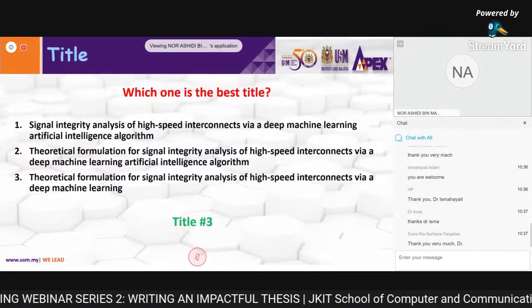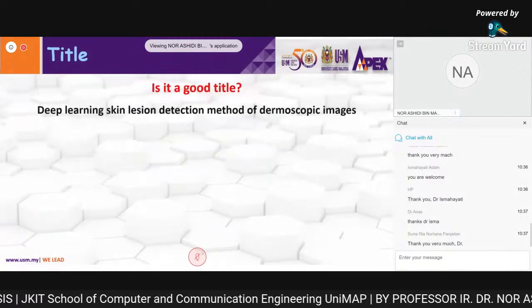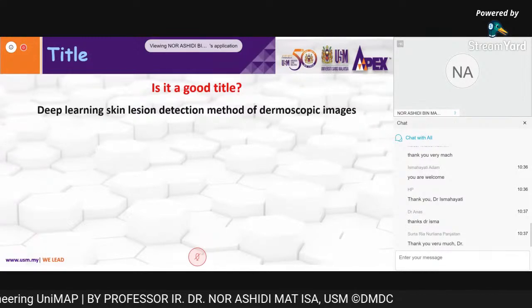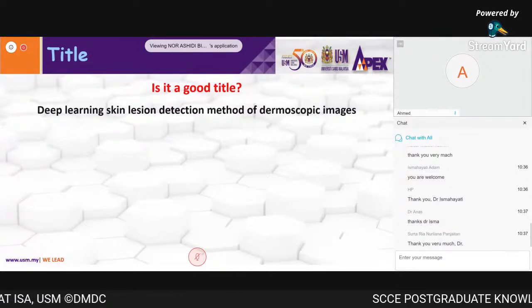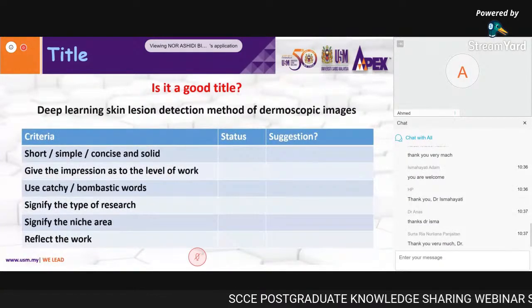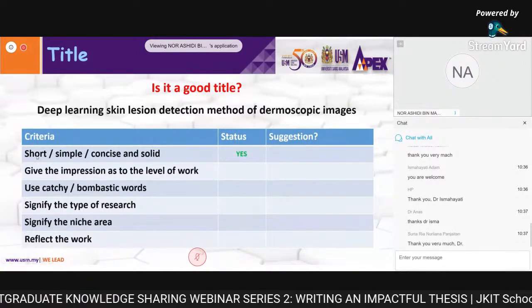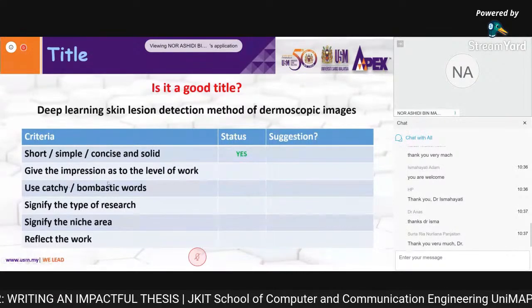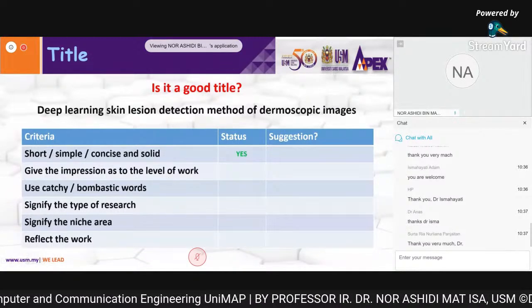Okay, so title 3 is the best title. It is a good title: deep learning skin lesion detection method of the dermoscopic image. Why? Because of the status. It is short and simple. Does it give the impression of the level of work?